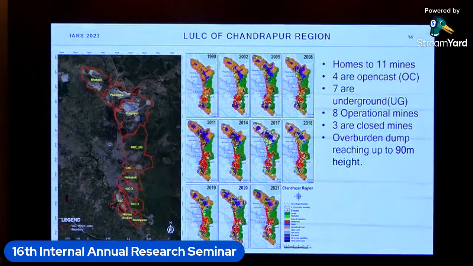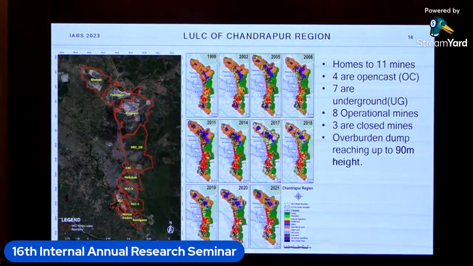So Chandrapur region has 29 mines, as I told you earlier. We have clustered these mines into 5 regions, and I am going to give you an example of a mine from each cluster. So our first region is Chandrapur region. It is home to 11 mines, 8 are operational mines, and 3 are closed mines.